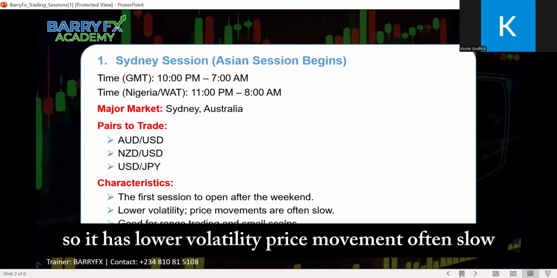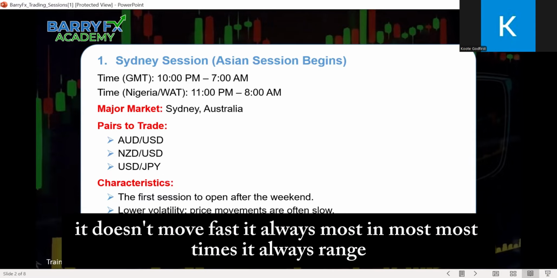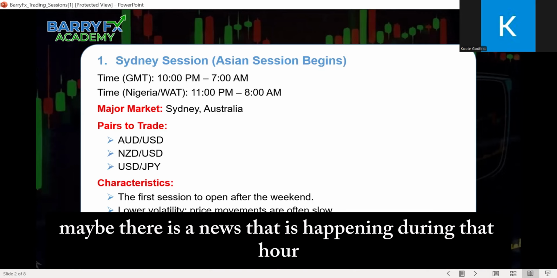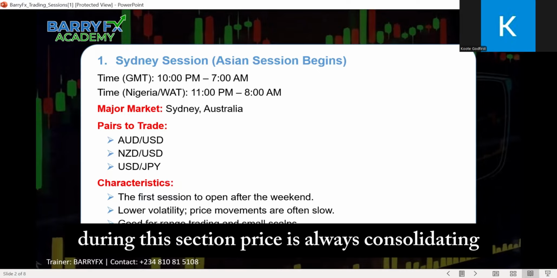So it has lower volatility, and price movement is often slow. You can see these are the characteristics. It has lower volatility. It doesn't move fast. Most times it always ranges. But if it wants to move, maybe there is news happening during that hour, and that news is so powerful that it pushes the market. If not, during this section, price is always consolidating.